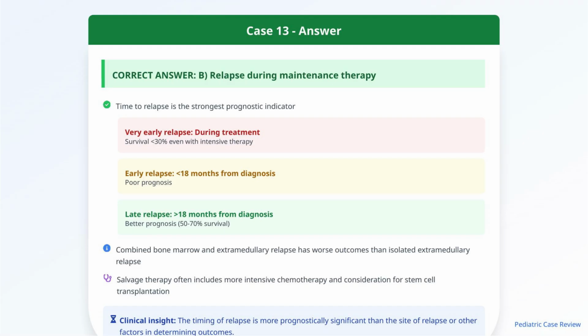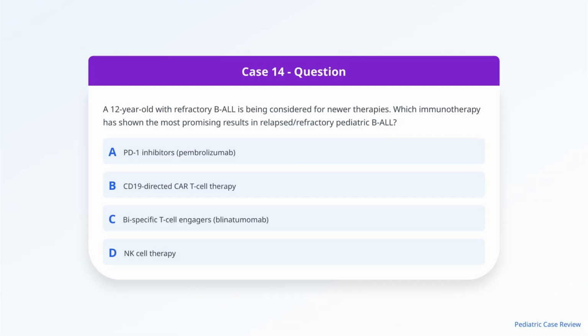Early relapse, occurring less than 18 months from diagnosis, also carries a poor prognosis. Late relapse, occurring more than 18 months from diagnosis, as in this case example, has a more favorable prognosis with survival rates of 50 to 70%. Isolated extramedullary relapse, particularly isolated CNS relapse, generally has better outcomes than bone marrow relapse. While age greater than 10 years and T-cell immunophenotype are adverse factors, they are not as powerful as timing of relapse in determining outcome.